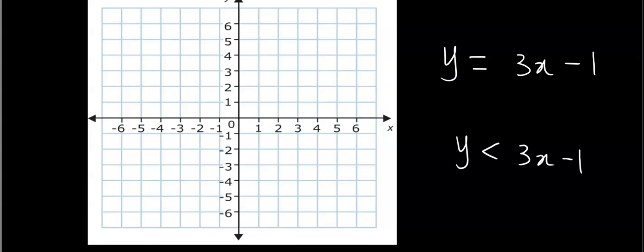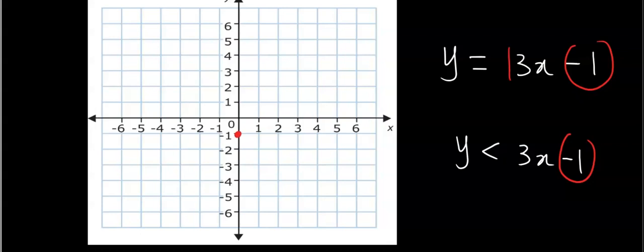Welcome back. In our previous lesson, we learned how to graph y equals 3x minus 1. And today we're going to learn how to graph y is less than 3x minus 1. There is something similar. The similar thing is I'm going to graph the y-intercept first.